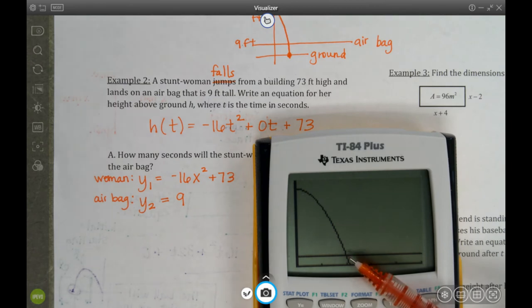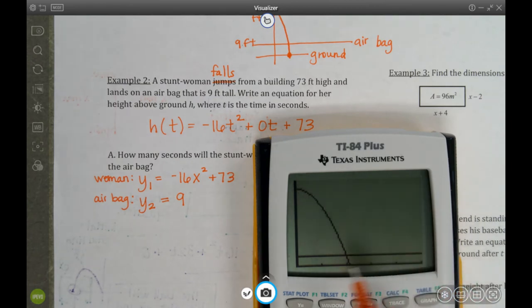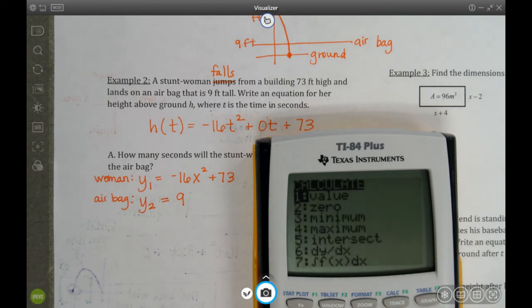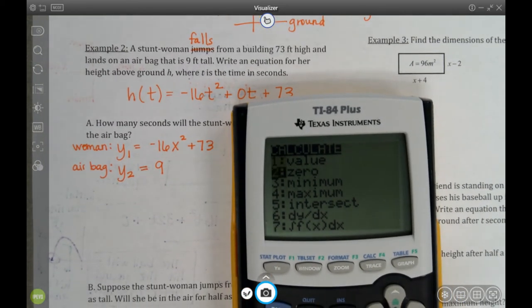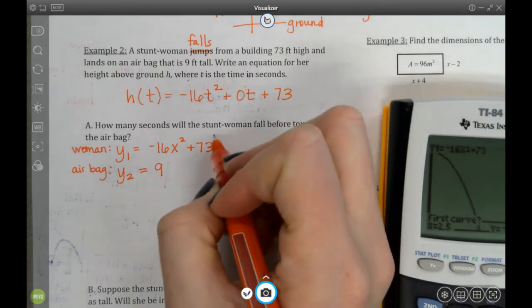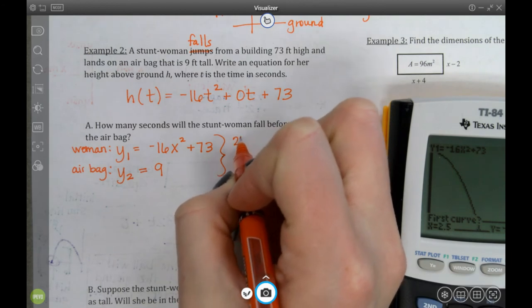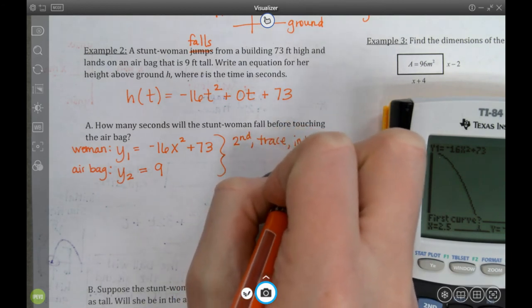Okay, so that point is going to happen where my parabola crosses or intersects with this horizontal line. So on my calculate menu, second trace, which one of those do I want? Intersect. We want the fifth one. So I'm going to do second trace, intersect.